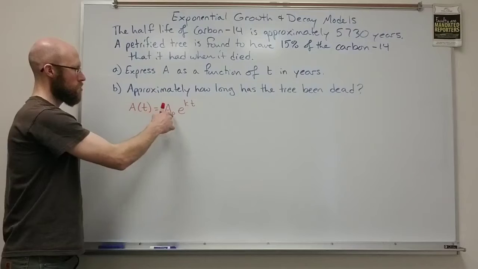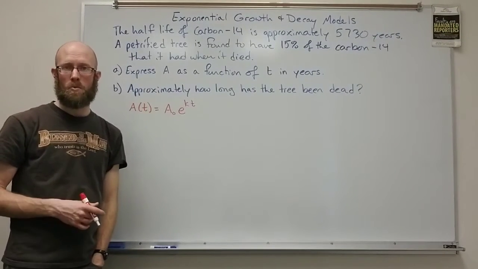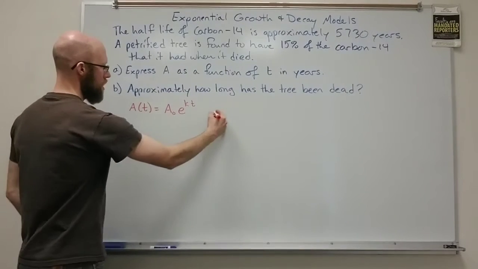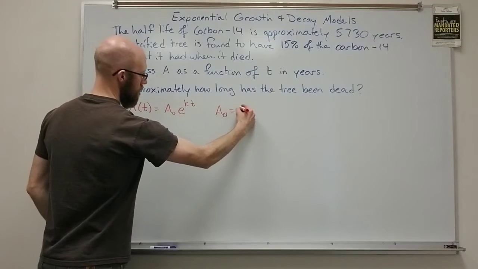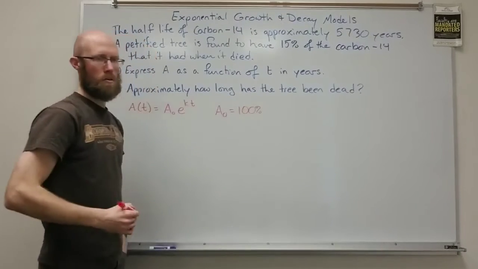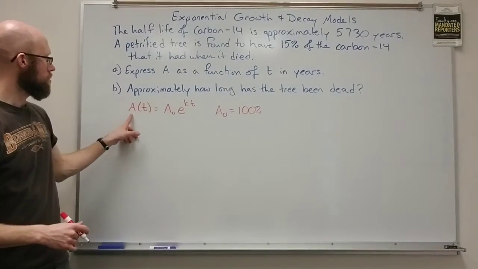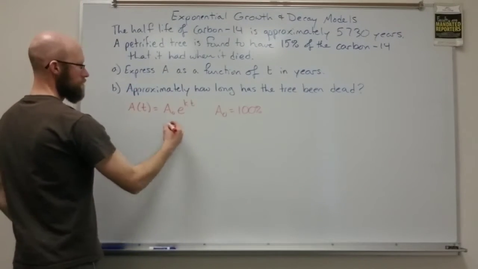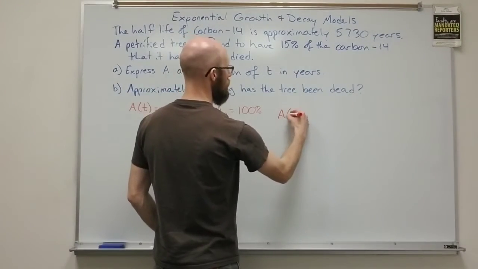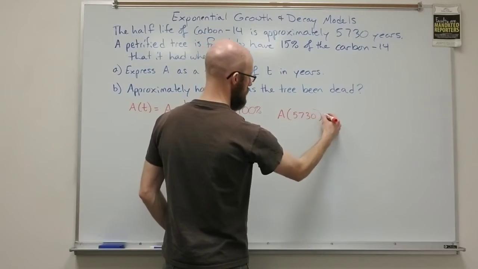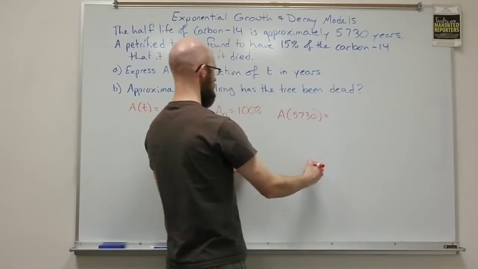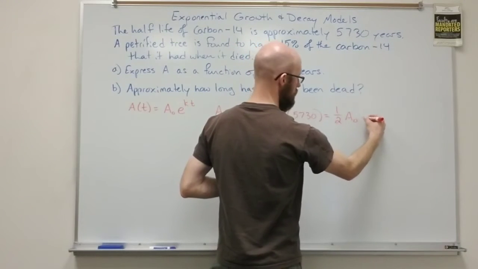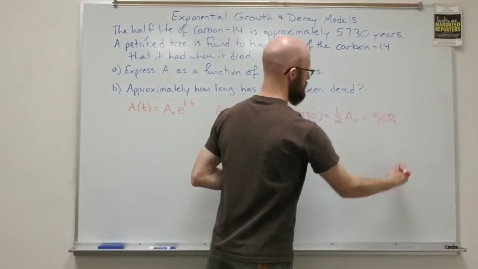So we're just going to use these A's as percentages. We can do that. And just say that A sub 0 would be, we'll just go with 100%, okay? Which means that A of t, if I were to calculate A of 5730, would be 1/2 of that original amount, right? 1/2 of A sub 0, or in our case then 50%.